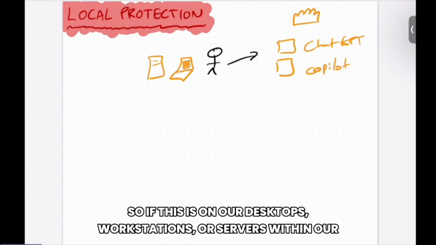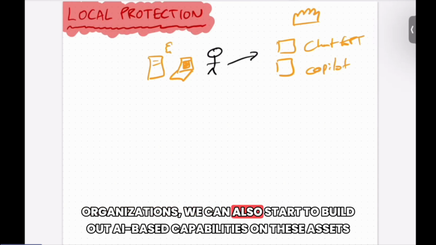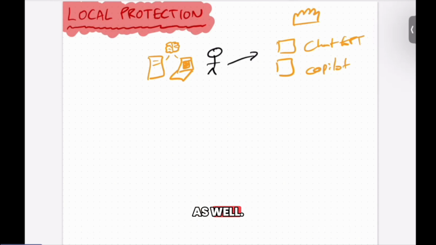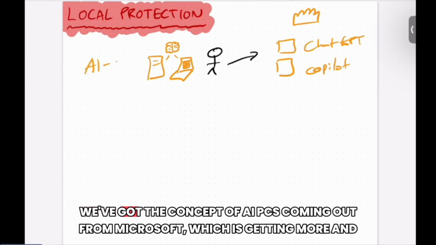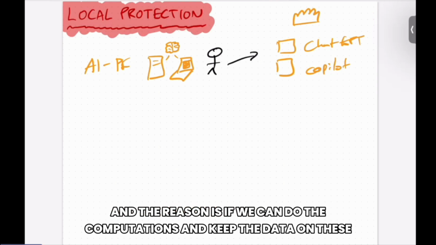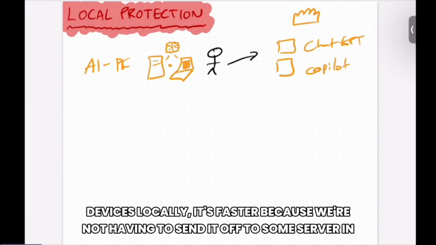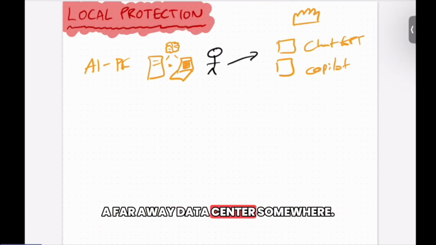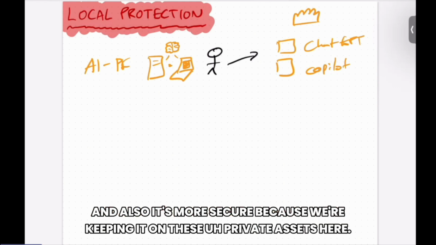We're seeing more and more of an emergence of endpoint-based capabilities. So whether this is on our desktops, workstations, or servers within our organizations, we can also start to build out AI-based capabilities on these assets as well. As an example, we've got the concept of AI PCs coming out from Microsoft, which is getting more and more popular. And the reason is, if we can do the computations and keep the data on these devices locally, it's faster because we're not having to send it off to some server in a faraway data center somewhere, and also it's more secure because we're keeping it on these private assets here.